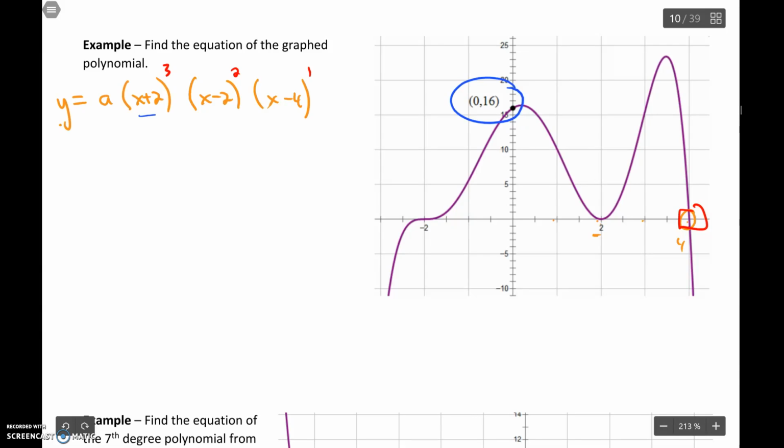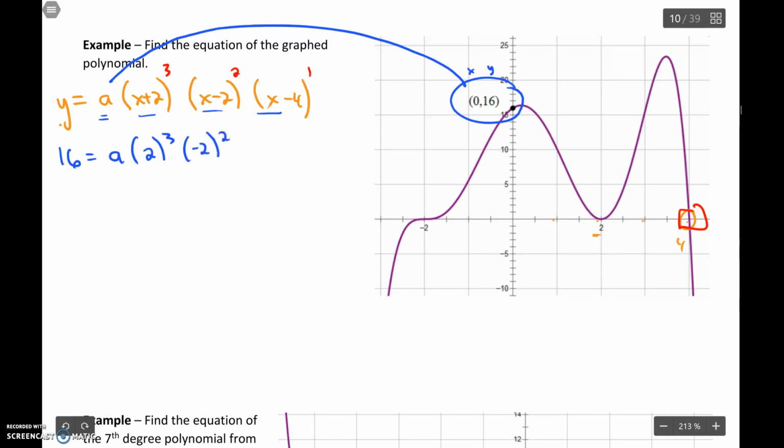So your x-intercepts decide your factors. You use this point to plug in for x and y to solve for your a. So when y is 16 and when x is 0, solve that for a.